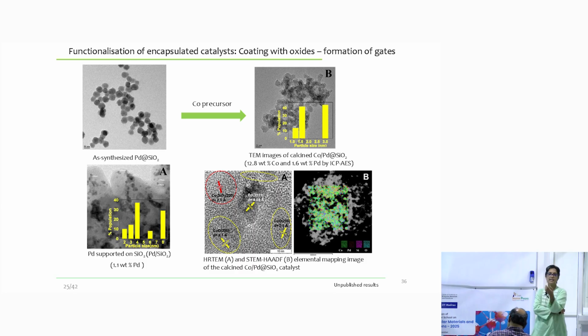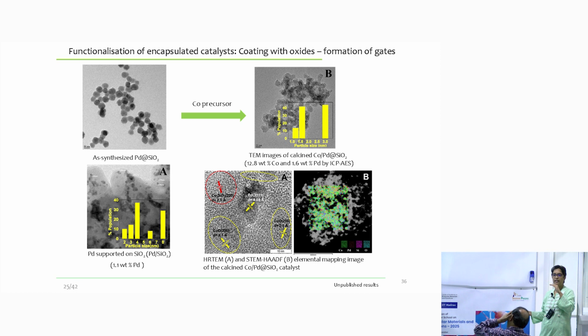And another thing, the second point which I talked about, is sulfur poisoning in general, where anything outside the reactant comes and attaches onto the catalyst, which has more affinity towards a metal surface. So that is the thing. And what we did was, now palladium on silica we have, right?